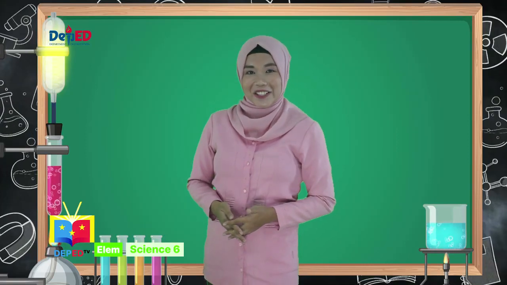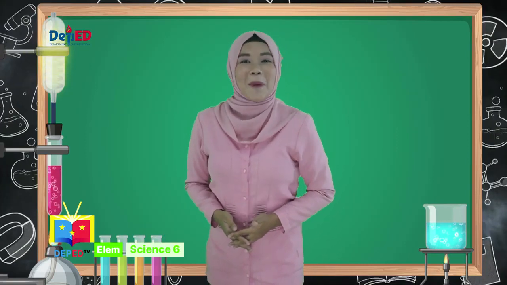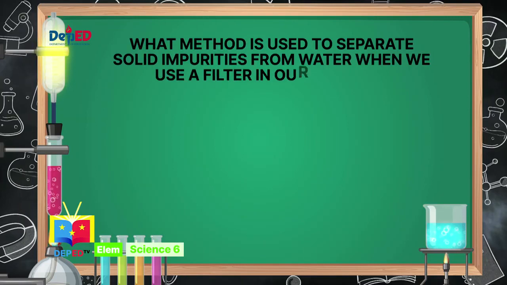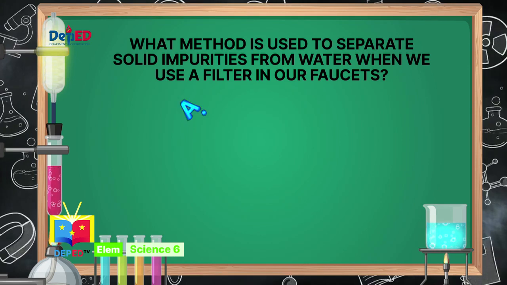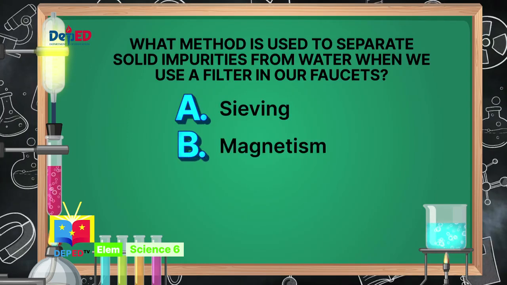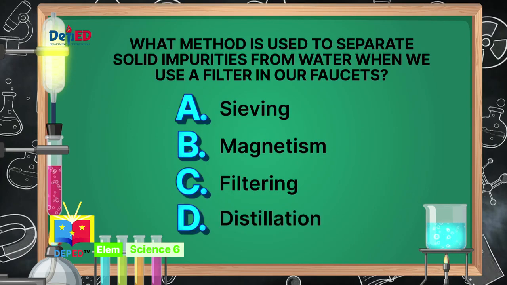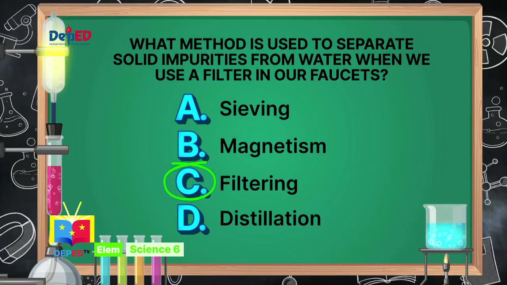Read the questions and choose the letter of the correct answer. Write your answers on your paper. Number 1. What method is used to separate solid impurities from water when we use a filter in our faucets? A. Sieving. B. Magnetism. C. Filtering. Or D. Distillation. The correct answer is letter C. Filtering.